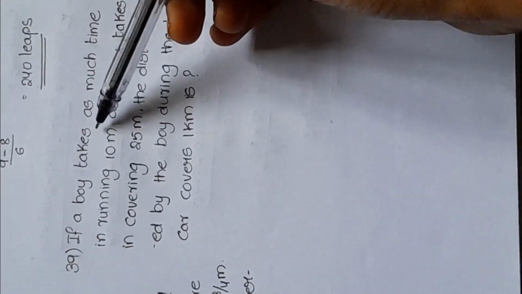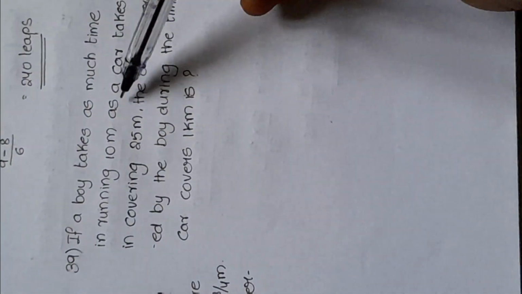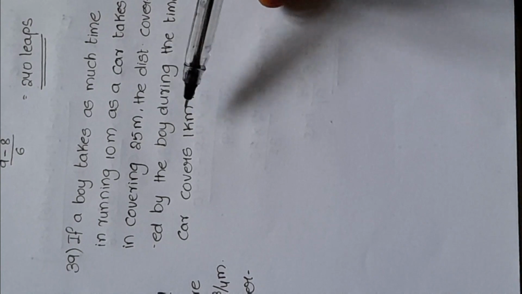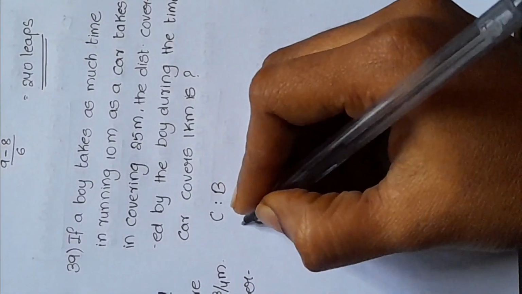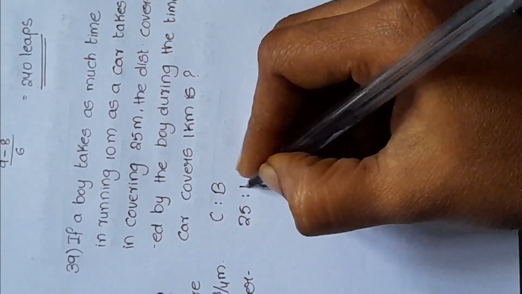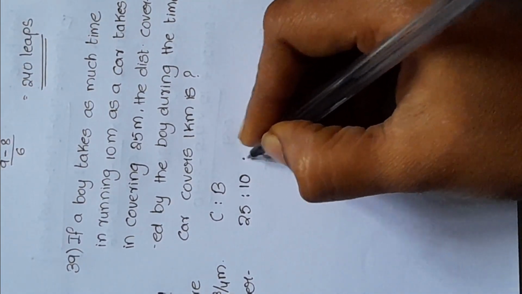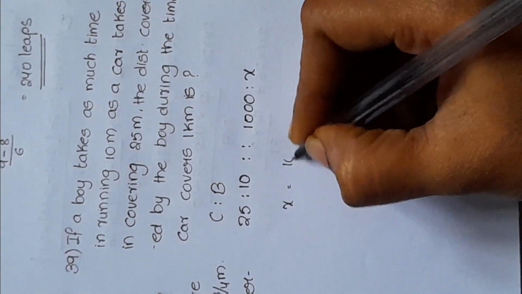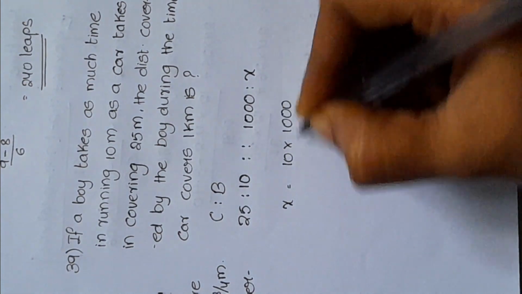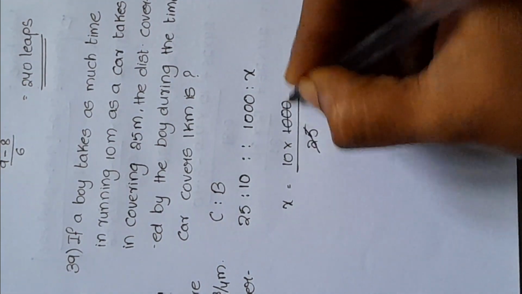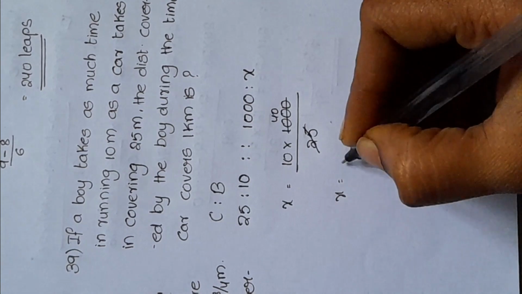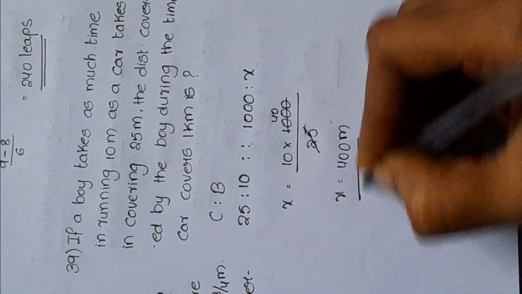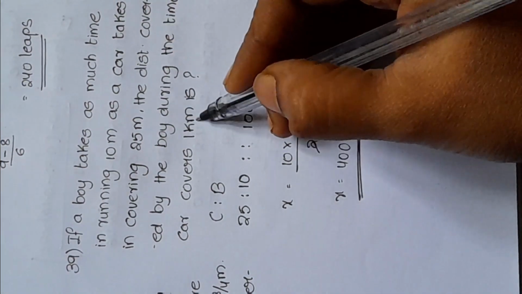Question number 39. If a boy takes as much time in running 10 meters as a car takes in covering 25 meters, the distance covered by the boy during the time car covers 1 kilometer is. The ratio between the distance covered by the car and the boy is 25:10. This should be equivalent to 1000, that is 1 kilometer. Let us keep this as x. We can write this as x is equal to 10 into 1000 by 25. Once 40 times, x is equal to 400 meters. The boy covers 400 meters while the car covers 1 kilometer.